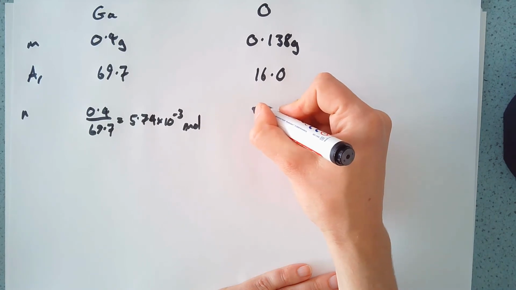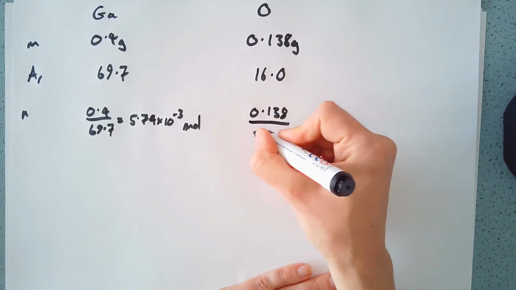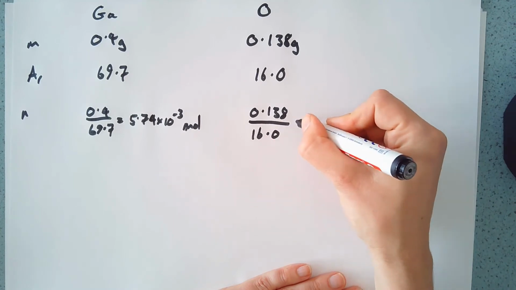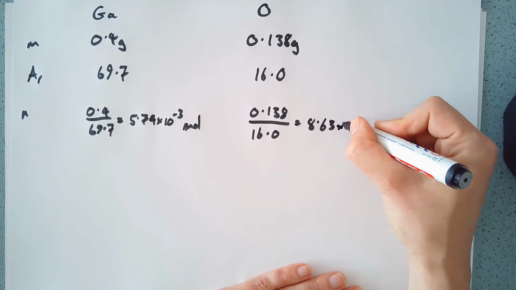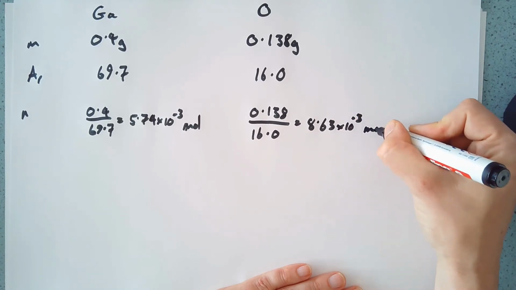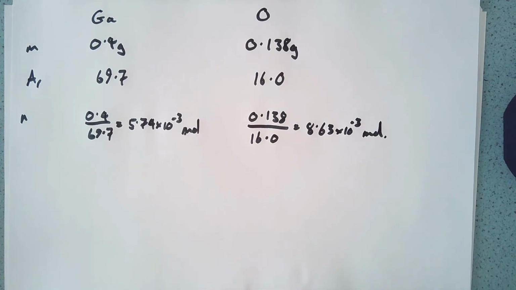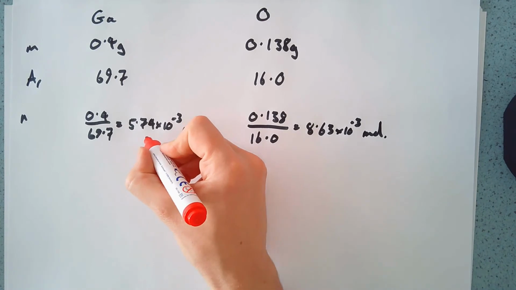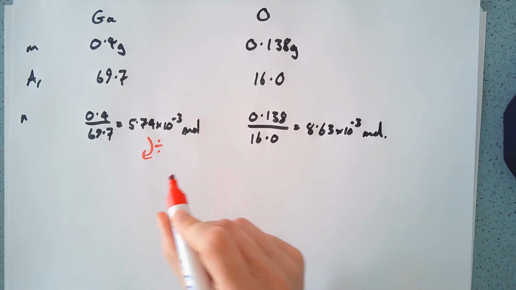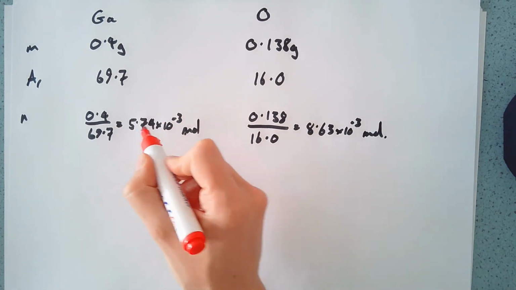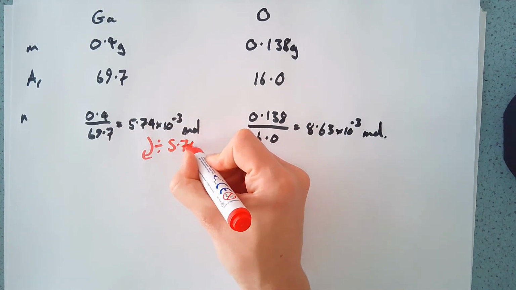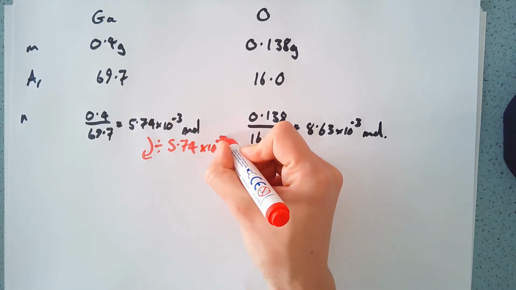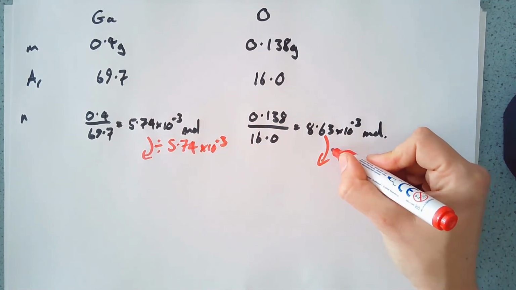And then over here we would have 0.138 over 16.0, and that would give us 8.63 times 10 to the minus 3 moles. And so again, the ratio isn't amazingly obvious. It's not particularly clear what we do here, so we're going to divide by the smallest one, which is the one here, the gallium on the left. So we're going to divide by this number here, 5.74 times 10 to the minus 3. We're going to do that on both sides.